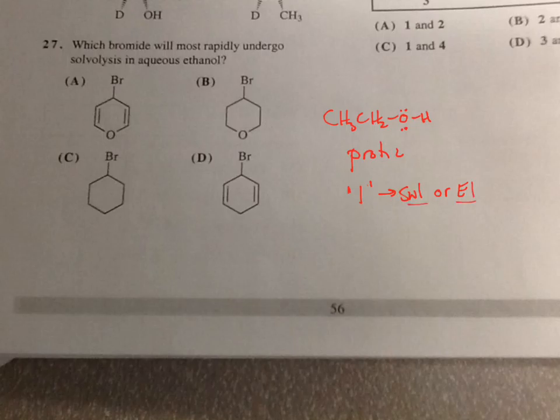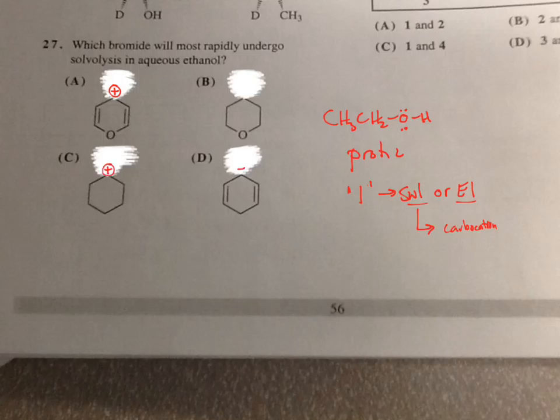When we think SN1 and E1, what do we immediately think of? Carbocations. What is this question asking? Which one forms the carbocation? So, which of those forms a carbocation quickly? What we're doing is getting rid of the bromine, and we are forming a carbocation at that position. What's going to happen to make that happen faster? Stability. The more stable that carbocation is, the better off we are.